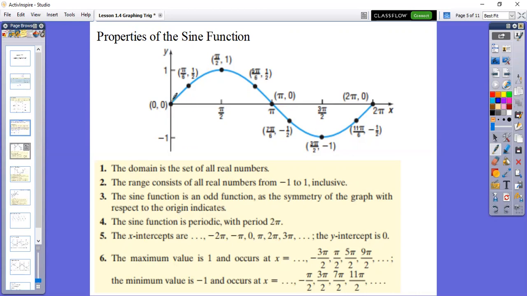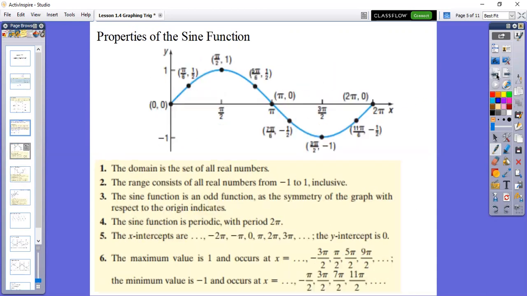So the sine curve starts at 0, 0, goes up to a maximum of 1 at pi over 2, goes down to a minimum of negative 1 at 3 pi over 2, and then at 2 pi is back to 0. And then because of the periodic nature of it, repeats itself an infinite number of iterations.